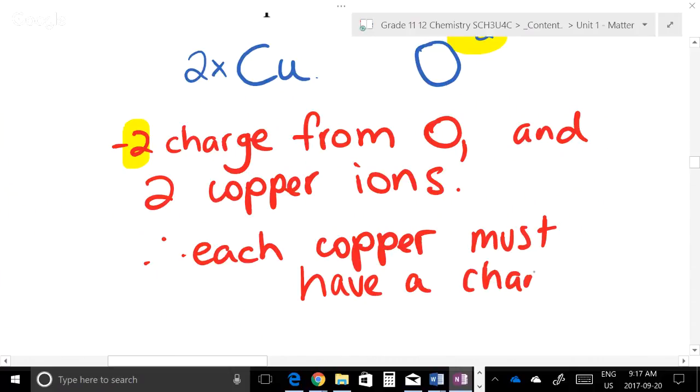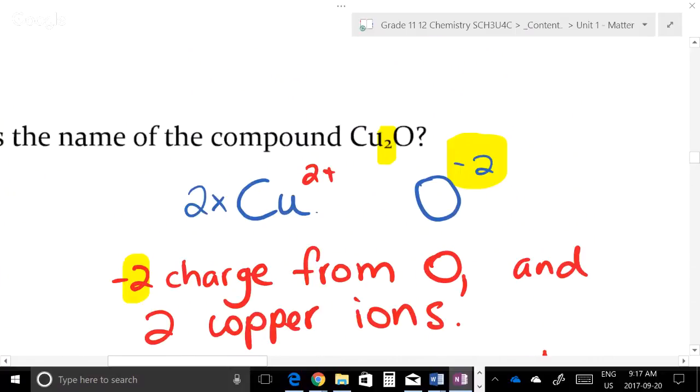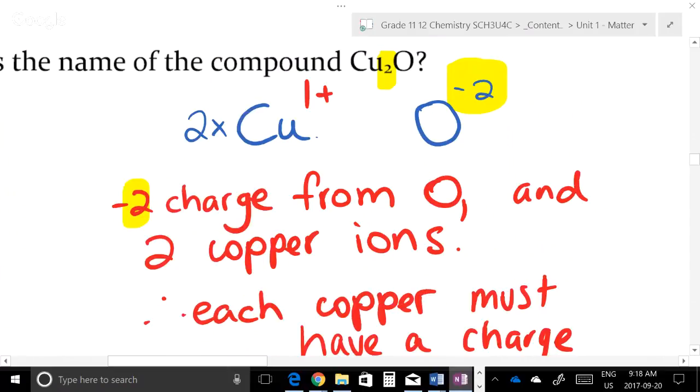But let's say this. If these coppers were 2+, would that work? Why not? Because if these were each 2+, how much overall plus charge would we have? And only 2-. So that doesn't work. What if it was 1+? Does that work? Yeah, because now the charge cancels. So each copper must have a charge of +1.